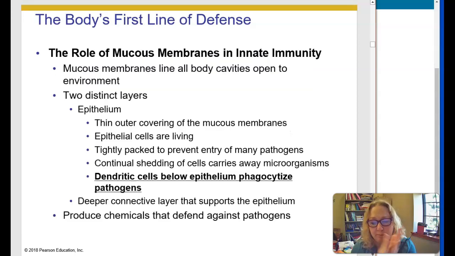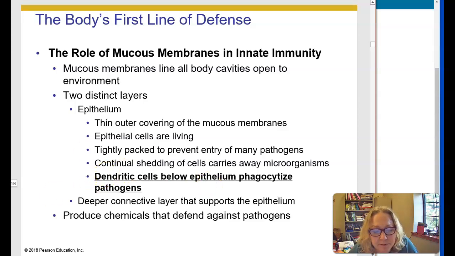Mucus. Let's talk mucus. Mucous membranes line all body cavities. There's two distinct layers to these. There's the epithelial layer, which is the thin outer covering of your mucous membranes. Your epithelial cells are actually alive. They're tightly packed and they prevent pathogens from entering. They can also shed, just like your skin cells. And they have dendritic cells below the epithelia, which phagocytose, pull in, pathogens. There's also some deeper connective tissue in there that supports your epithelium.